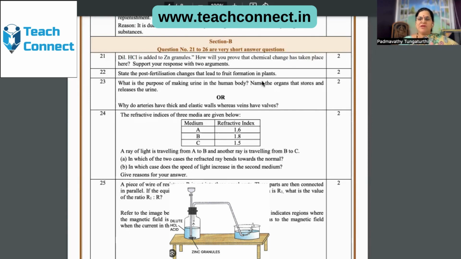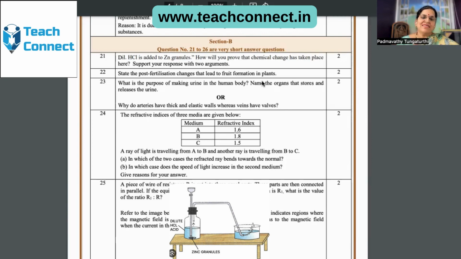We have drawn this question from the sample question papers released by the CBSE board. Dilute HCl has enough water. Zinc granules are in contact with HCl. Then of course zinc chloride and hydrogen gas are evolved. That is the chemistry part of it, the content part of it.